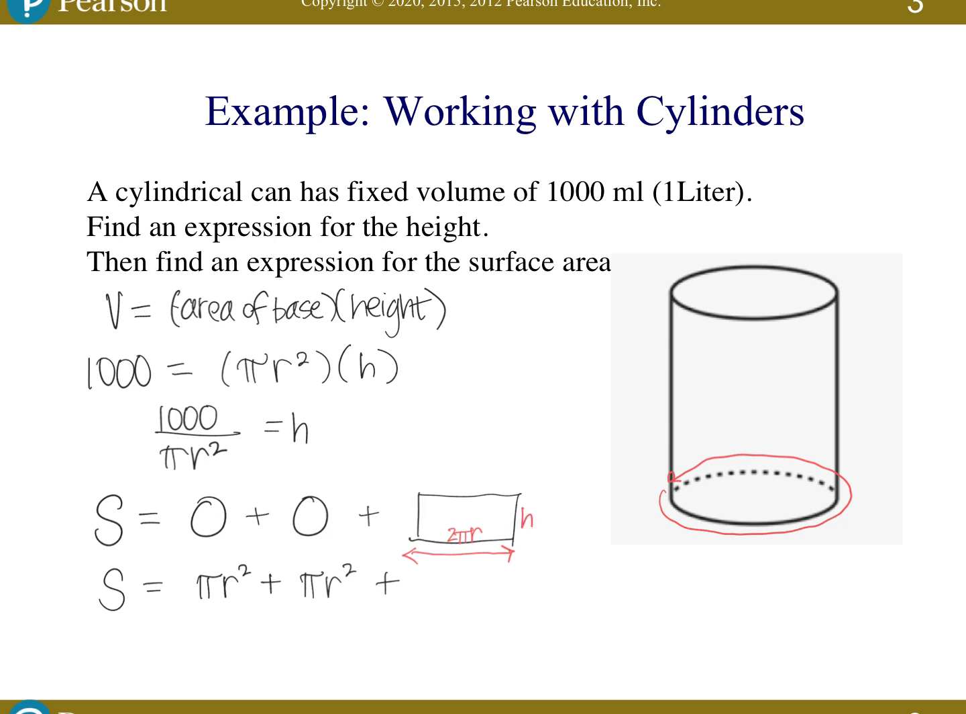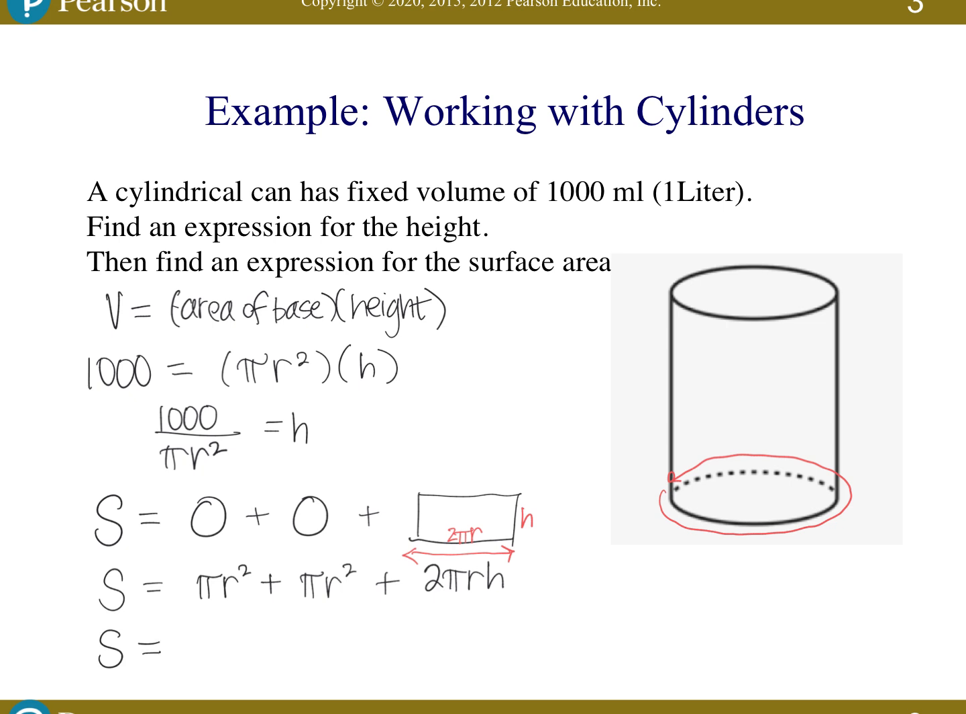Oh, well, let's call it h first, okay? It's h. And so my surface area is pi r squared plus another pi r squared plus 2 pi r h. But what I'm going to do now is replace that h with the expression that I'd found for h from the volume. So to simplify.